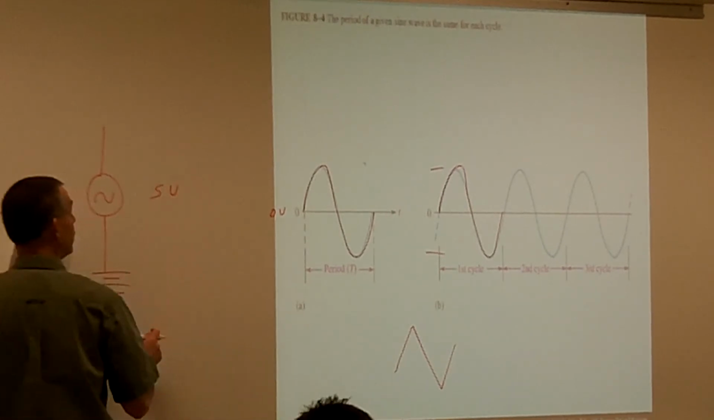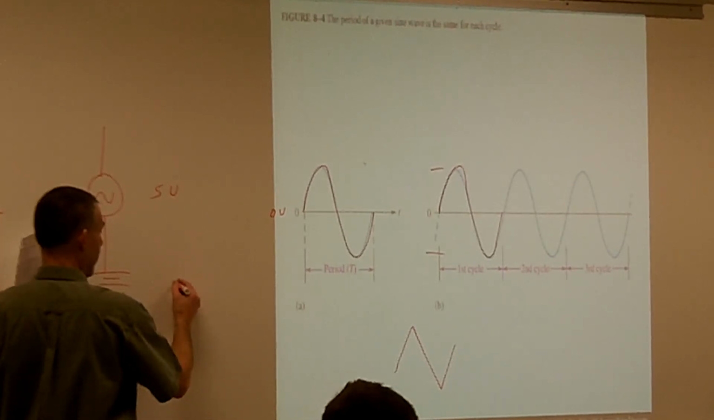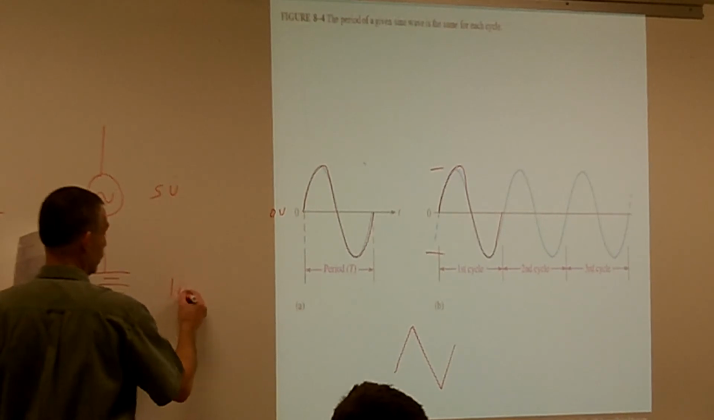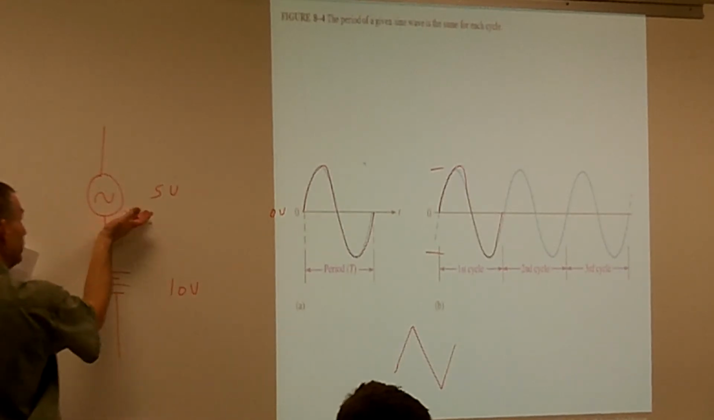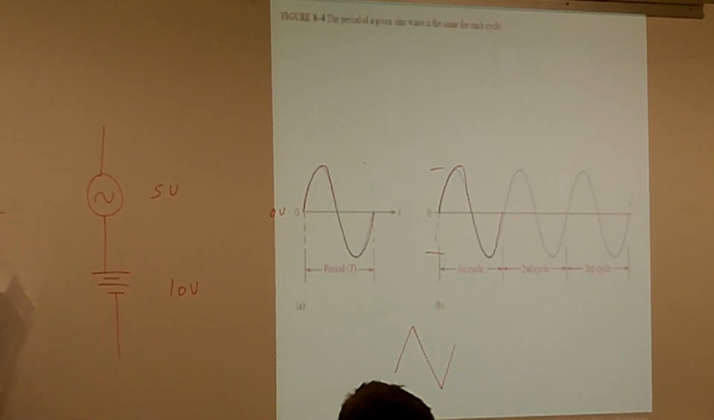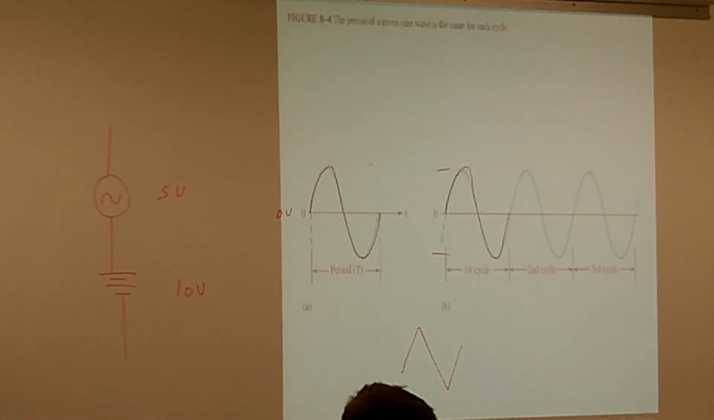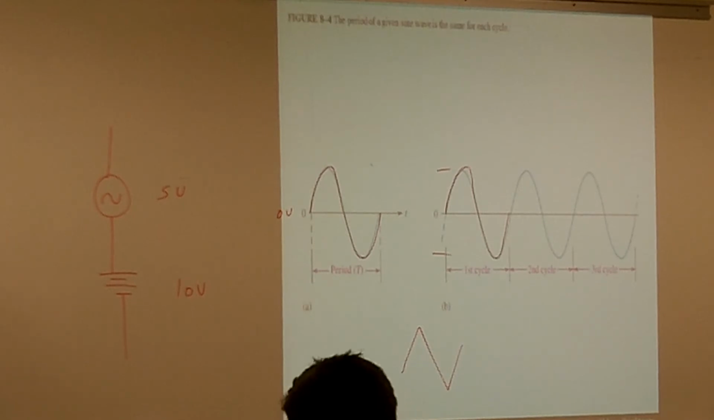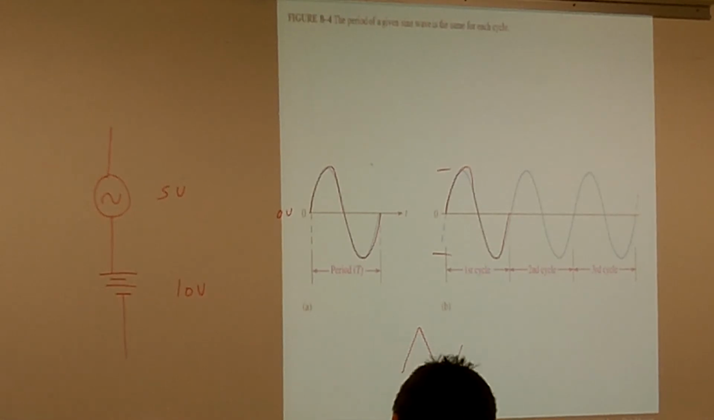If I have a 5 volt AC signal, and I have this set to make it extreme, an AC signal superimposed with a DC signal, what's going to happen is that my AC signal is going to be running on my 10 volts DC. Okay? So I'm going to have 5 volts going positive and 5 volts going negative.